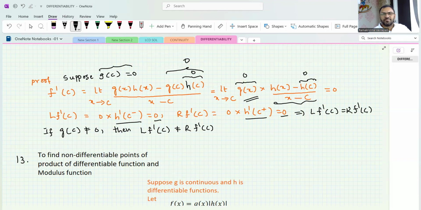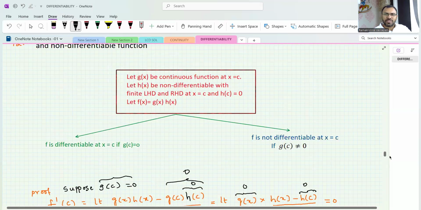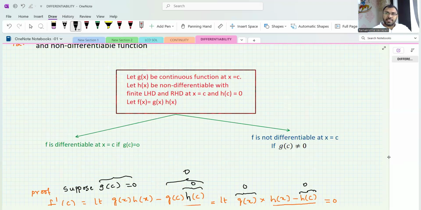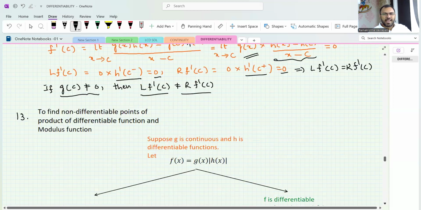This is over. So if g of c is not equal to 0, then LF dash of c is not equal to RF dash of c, and then f is non-differentiable at that point. So this is the procedure by which we make a non-differentiable function into a differentiable function, or keep it a non-differentiable function. If I give an example, then you can understand it. I'll write one example.